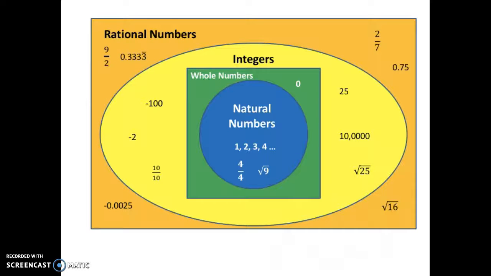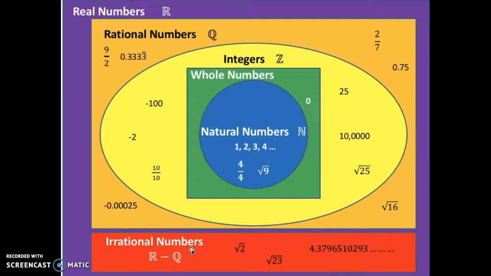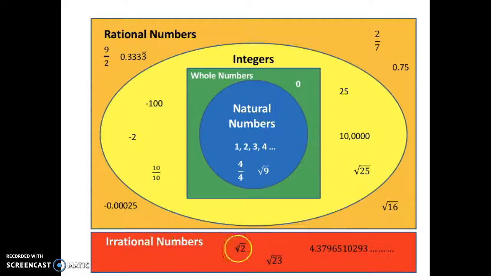Our next set is the rational numbers. This includes natural numbers, whole numbers, and integers, but rational numbers now include our fractions and our decimals. So anything that can be expressed as a fraction is a rational number. We think of rational numbers as including all these things, but they are our repeating decimals or our terminating decimals. If we have a non-terminating decimal going on and on forever, then that's an irrational number, a number that can't be expressed as a fraction. For example, square root of 2, square root of 23.